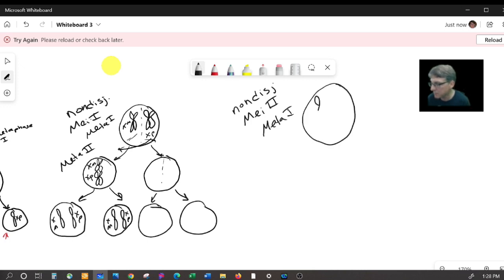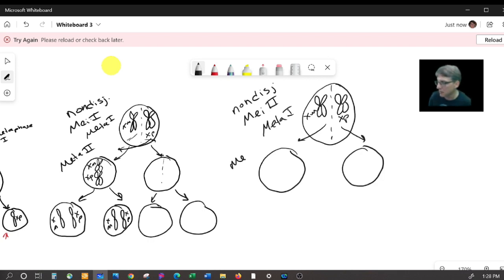If we look at metaphase 1 again, here we have the same arrangement that we looked at before, with an XM and an XP. So this is non-disjunction occurring in meiosis 2, so meiosis 1 proceeds normally. We separate our homologous pairs into the daughter cells. And if we look at metaphase 2 of meiosis 2, we're going to have an XM here and an XP here.